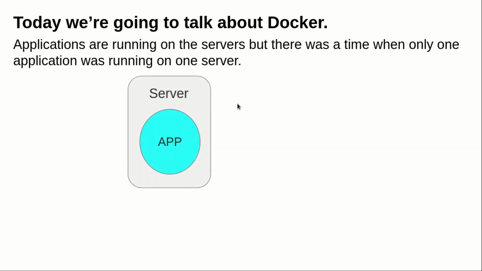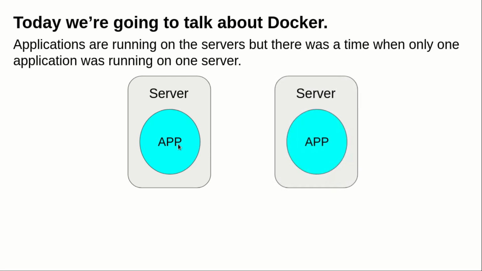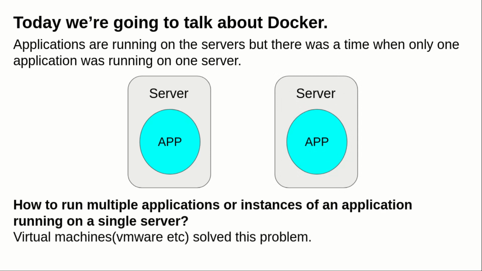So let's take an example that here is a server, and inside this server only one application is running. Similarly, there is another server and inside this server only one application is running. So how to run multiple applications or instances of an application on a single server? To solve this problem, virtual machines came into picture. Basically the virtual machines solved this problem, and there are a lot of software like VMware that do this.